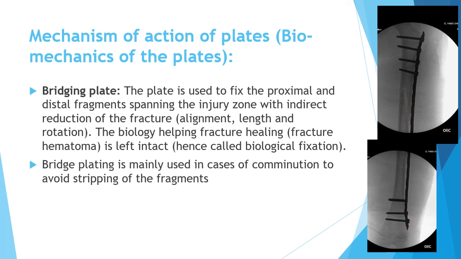This helps maintain the fracture hematoma, which will help the healing, and that's why sometimes bridge plating is called biological fixation. The main indication for bridge plating is marked comminution of the fracture site, as this helps to avoid marked stripping of the periosteum from all the fragments. So in bridge plating, the plate is fixed proximally and distally. It spans the fracture area, maintaining length, rotation, and alignment, and this helps the healing by maintaining the biology, because the fracture hematoma is not disturbed and the periosteum is not removed from the fracture ends.